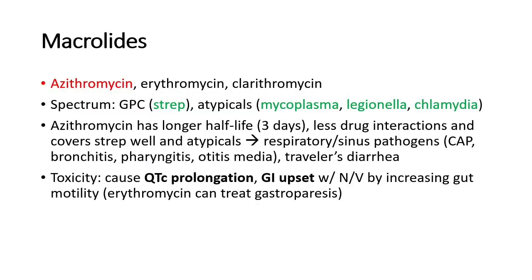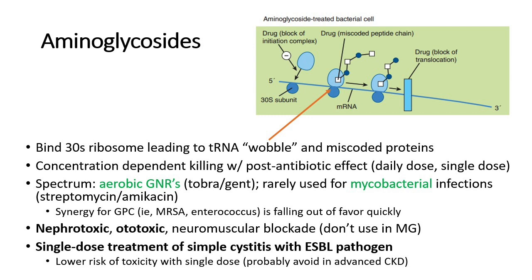The macrolides, azithromycin is really the only one we use. It's excellent for respiratory germs, has a long half-life, so single daily dosing, and it can cause QT prolongation and GI upset. We're all very familiar with that. The aminoglycosides, we don't use these much. I'm not going to talk a lot about it, but they do have a special action at the ribosome. They cause what's called the tRNA wobble, so they cause miscoded proteins to be created, which kills cells. If you're creating a bunch of mutated proteins, cells don't do well with that.